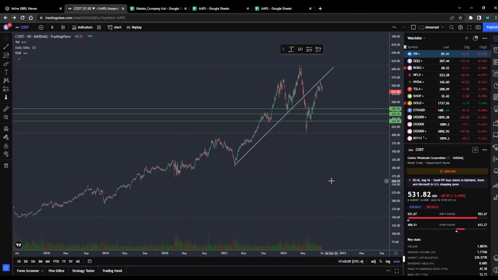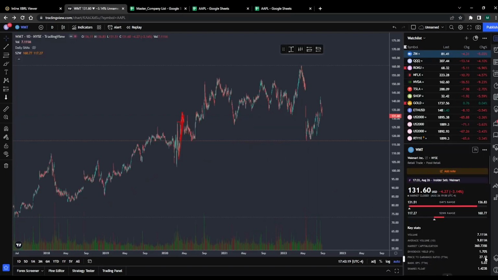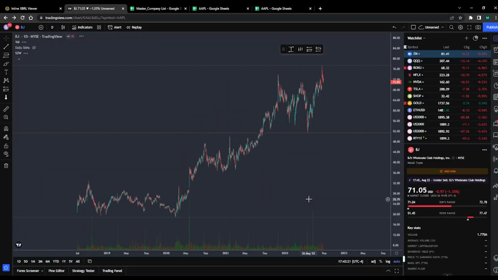Costco is another one that we're talking about in my Discord quite a bit. This one is a 43.38 price to earnings ratio. To give you an idea, if you looked at Walmart, it's a 27. If you look at BJ's Wholesale Club, that's a 20 price to earnings ratio down here on the right.